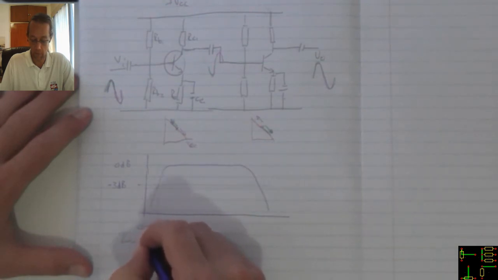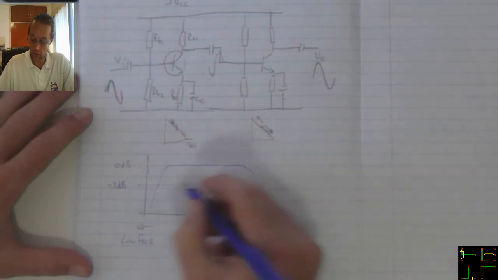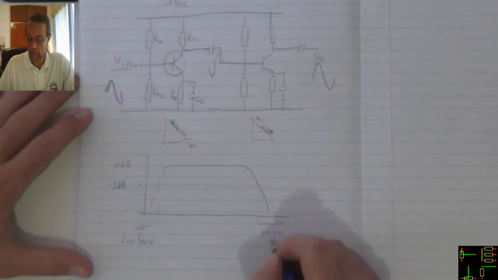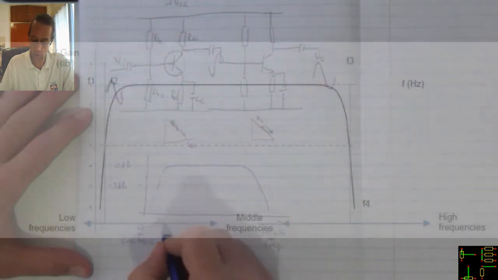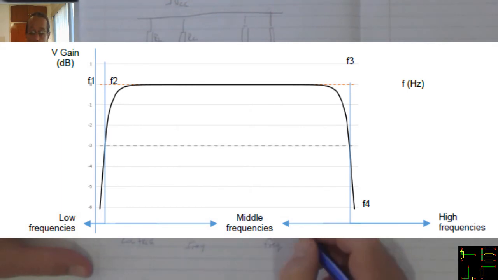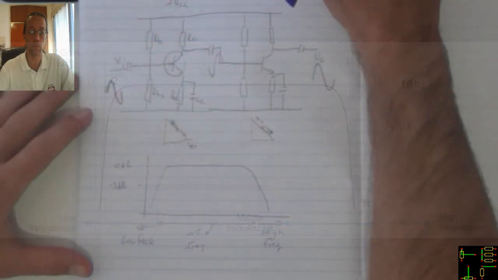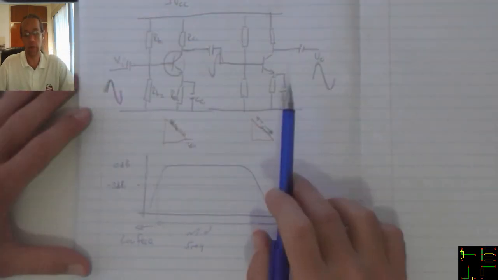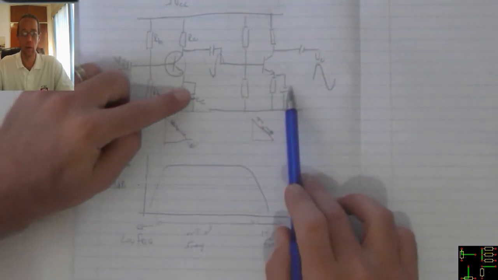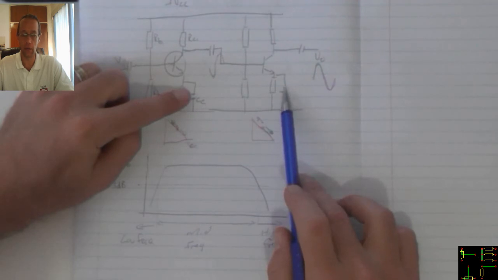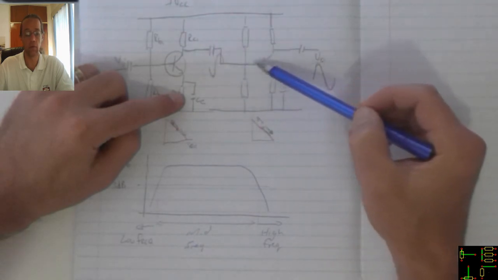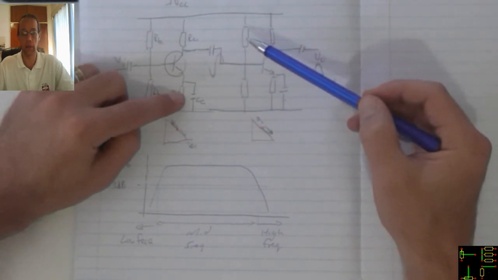So that's my low frequencies, and then there I will have my high frequencies with my middle frequencies there in the middle. At very high frequencies, in other words at that point there, these capacitors will develop a very low reactance, and as a result there's a very low voltage being fed through from the one stage to the next.